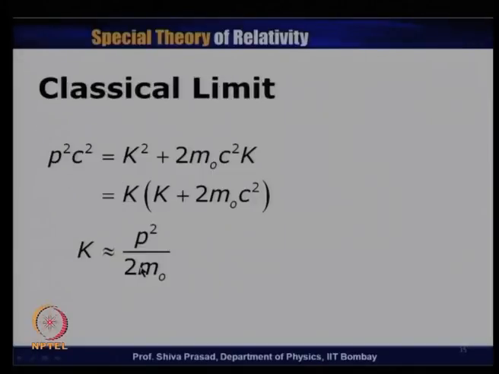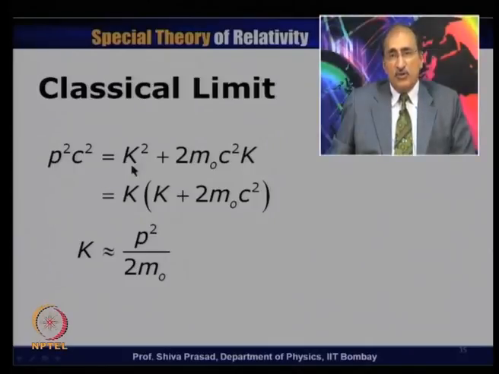Let us just look at the classical limit of this particular equation. I just take K out. So, p squared c squared becomes K multiplied by K plus 2 m naught c squared. So, if K is very small in comparison to the rest mass energy of the particle, I can neglect K. And if I neglect K, then this c squared cancels here, and I get K is equal to p squared by 2 m naught, which is the standard kinetic energy momentum relationship in classical mechanics. p squared by 2m gives me the kinetic energy.